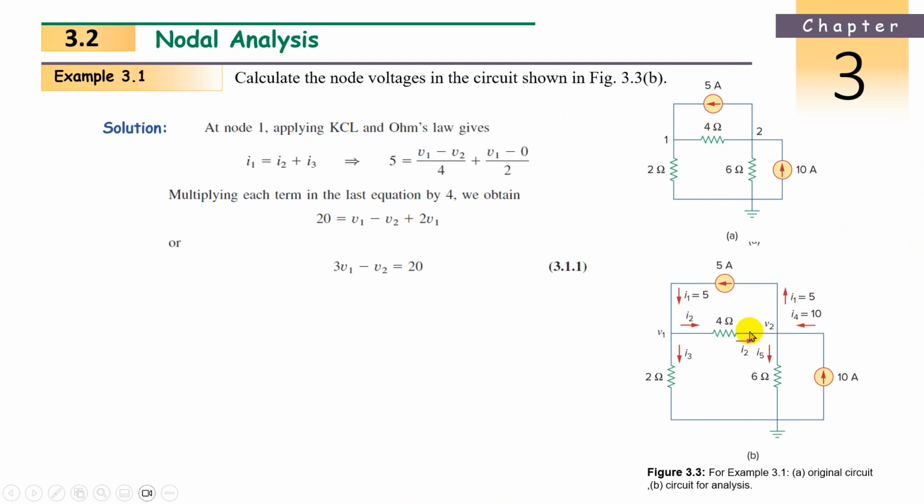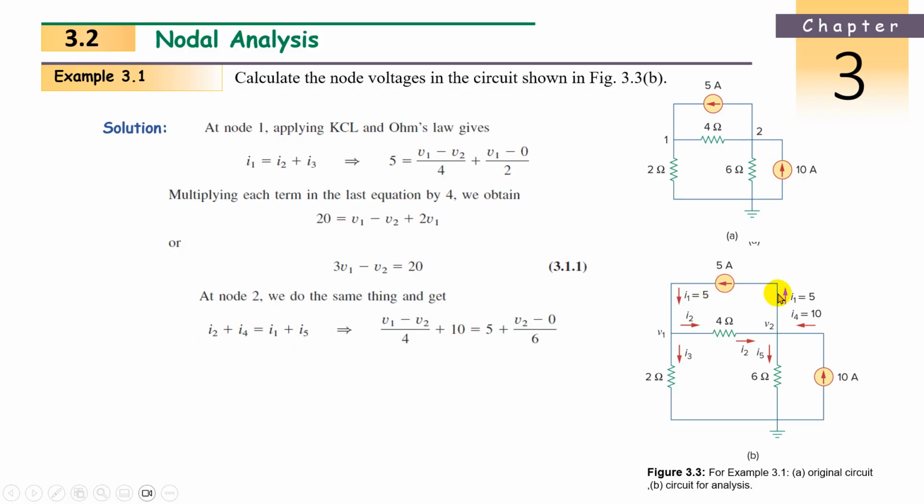How many branches are connected to the second node? 1, 2, 3 and 4 branches are connected. So 4 currents will be there. How many currents are entering the node? I4, I2. Good. I4, I2 are entering. Next, I1 and I5 are leaving. So write the equation. I4 plus I2 is equal to I1 plus I5.